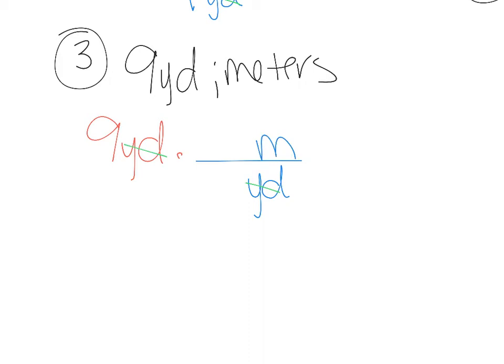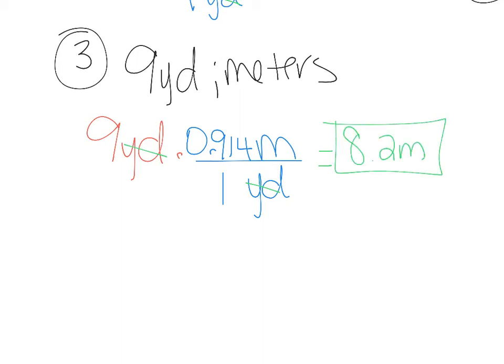Now, unfortunately, there's not a nice, easy conversion factor from meters to yards, so I had to consult good old Google, and Google told me that there are 0.914 meters in 1 yard. So you may have to do a little bit of investigation to figure out the different units if it's not an easy conversion. So I'm going to take 9 times 0.914, and I should get 8.2 meters.